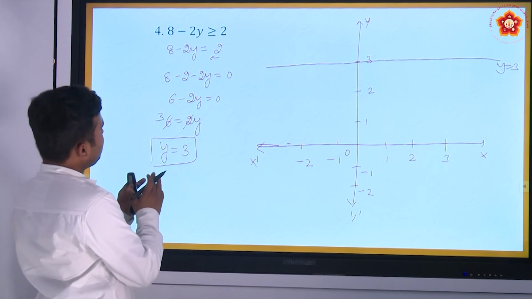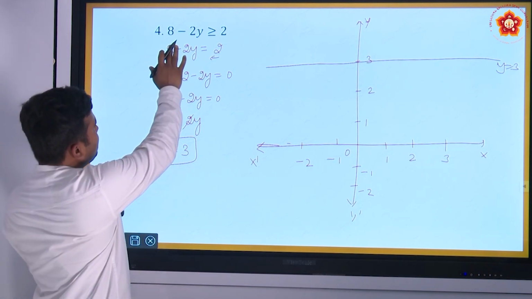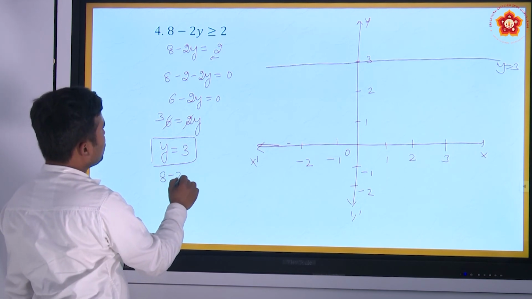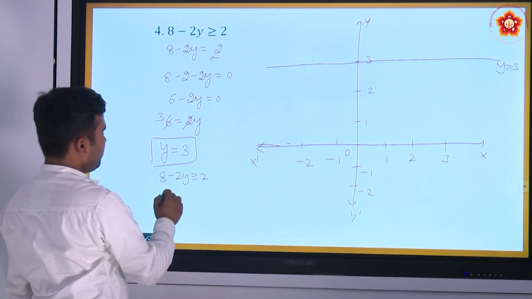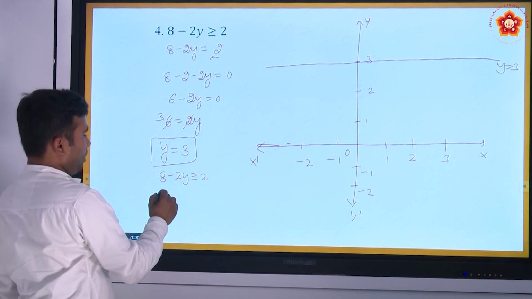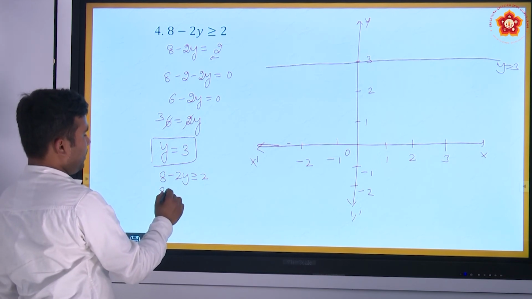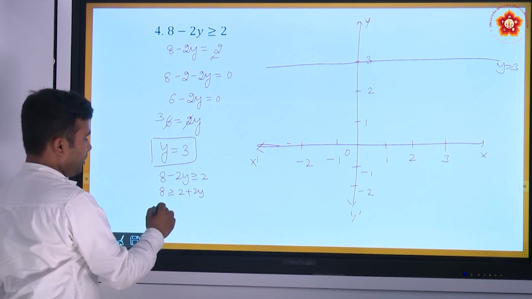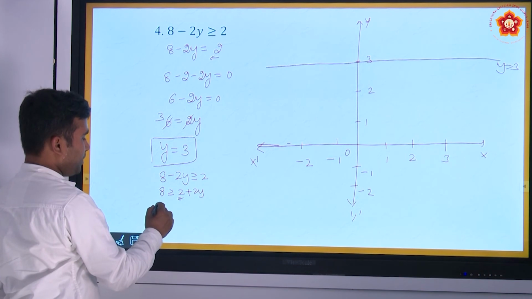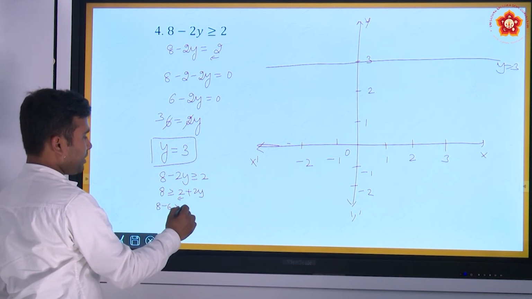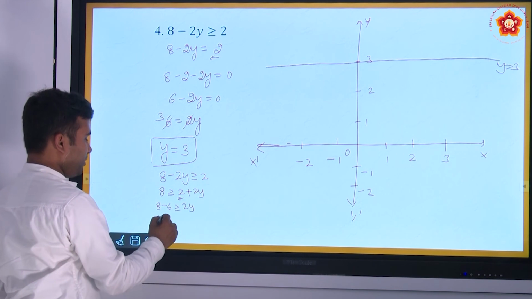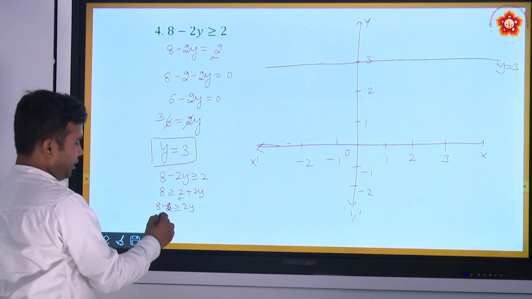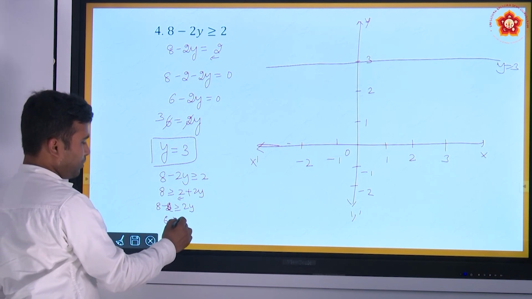So now here y is equal to 3. In this inequality, we can solve it such that 8 minus 2y is greater than or equal to 2. So 8 is greater than or equal to 2 plus 2y. Now you send this 2 to this side, it will be 8 minus 2 which is greater than or equal to 2y. What is 8 minus 2? 8 minus 2 will be 6 which is greater than or equal to 2y.